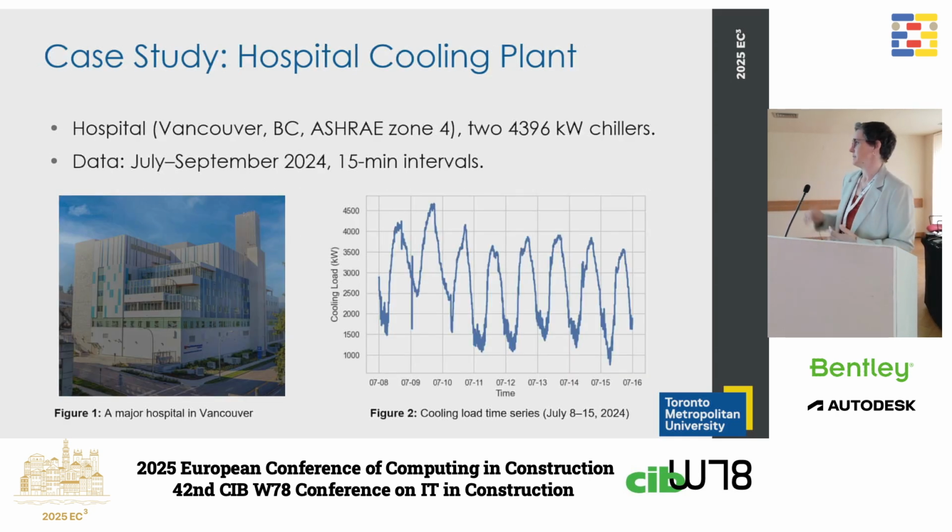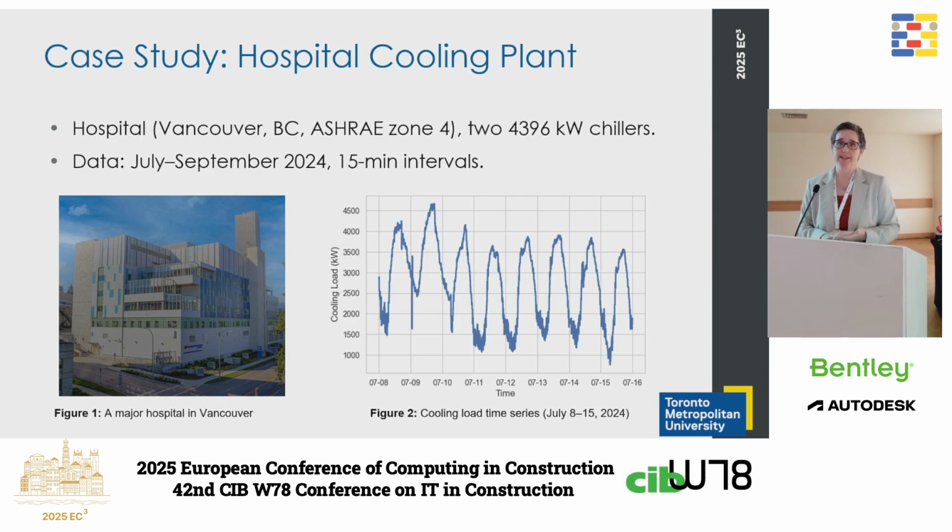So here's our hospital. The hospital that we're working on is in Vancouver, Canada, on our west coast, and it's an ASHRAE climate zone 4. So this is a temperate, cool climate, a little bit more mild than Toronto, which is where I'm based. So winters -10, -15 degrees, summers +20, +25. So still non-trivial in terms of heating and cooling loads, but fairly significant. What we were trying to do is figure out how the building is actually performing, what the cooling loads actually were, and could we predict them.